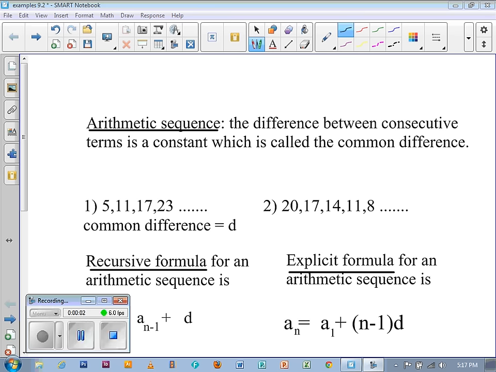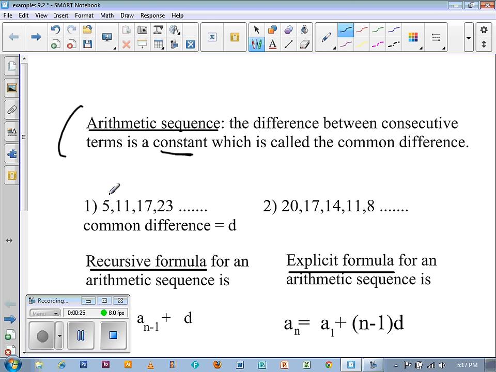This is section 9.2 in Algebra 2B. Today we're going to be exploring arithmetic sequences. Up on the top of your notes, you'll see a definition of an arithmetic sequence. It is a sequence where the difference between consecutive terms is constant. The word constant simply means it doesn't change. It's going to always be the same number each time, which is called a common difference.